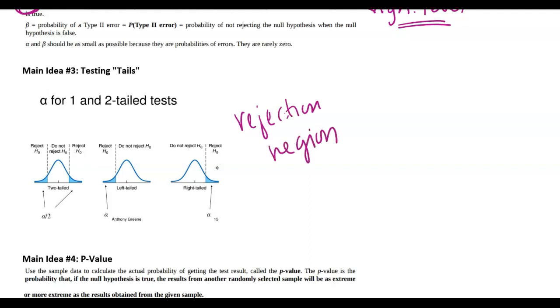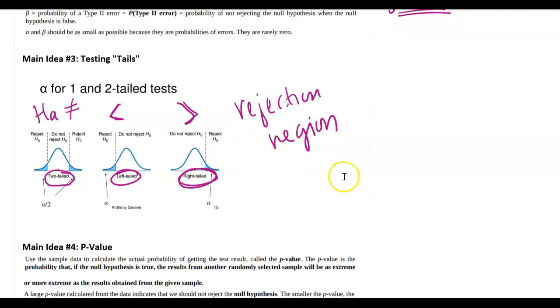Also, depending on your alternative hypothesis depends on where our rejection region is going to be. If your alternative hypothesis is a not equals to, then we need to evaluate both sides and run what's called a two-tailed test. If your HA is a less than, then we're going to do a left-tailed test. And if your HA is a greater than, we're going to run a right-tailed test.